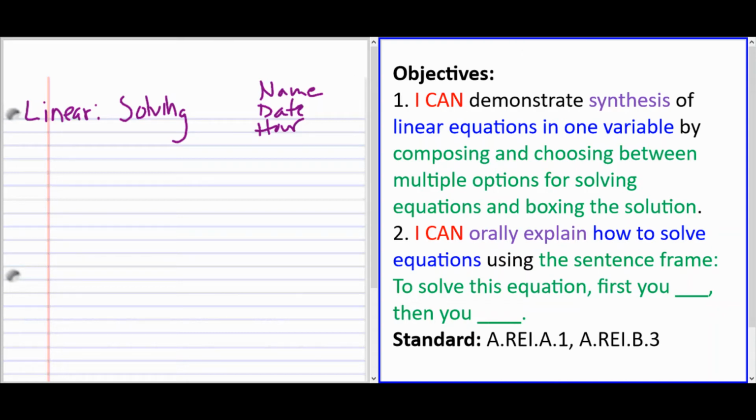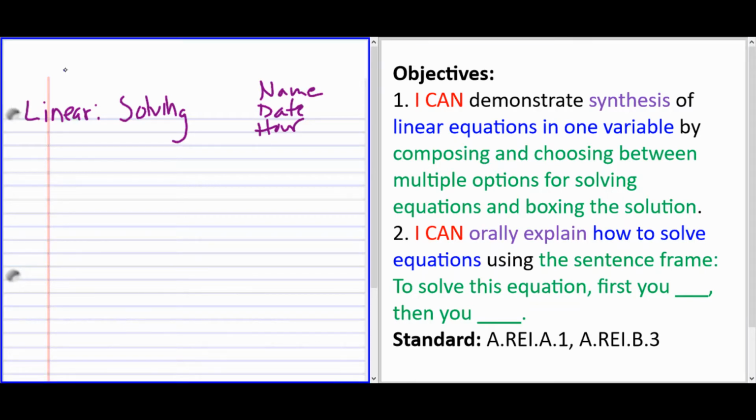Okay. Today, in this video, I'm going to go over solving linear equations. If you could label your paper like I have it set up here. So in the heading, call it linear solving, and then name, date, hour in the upper right.